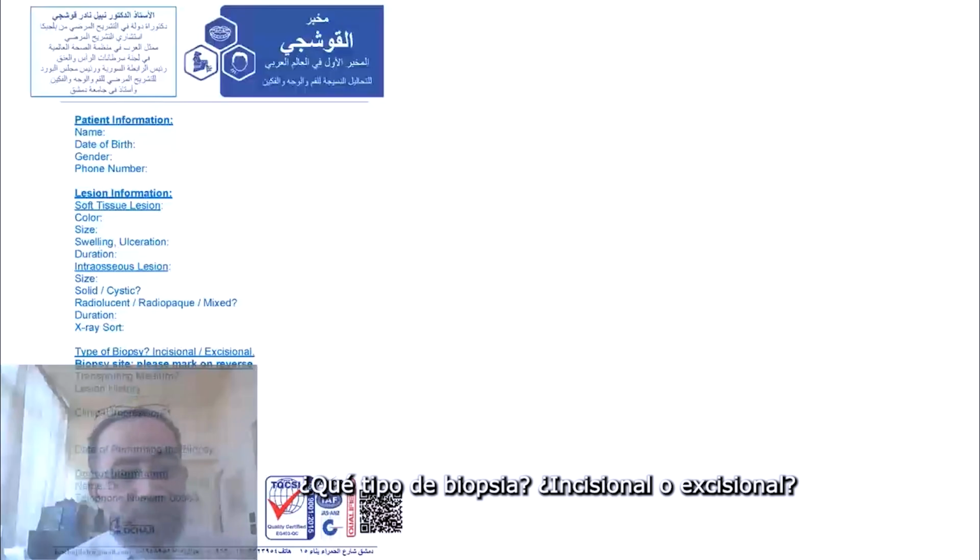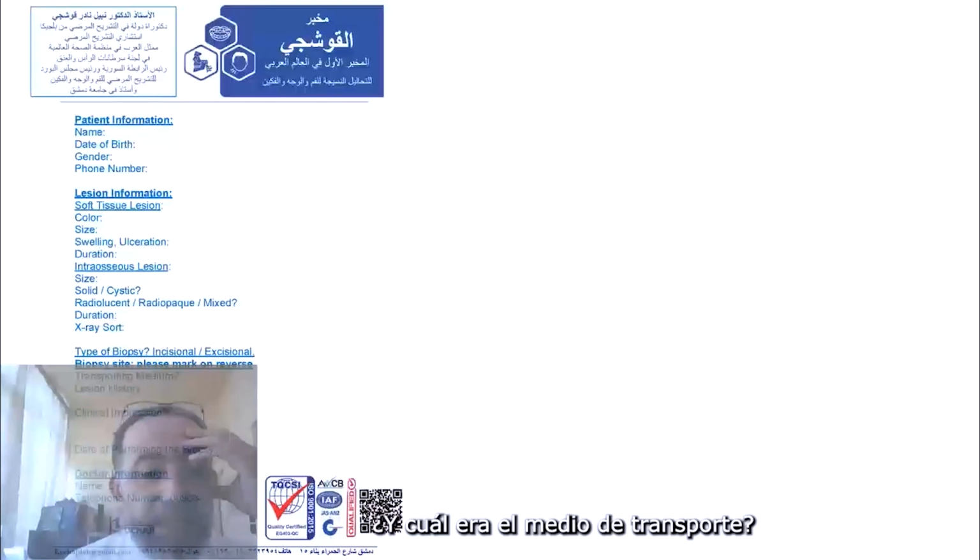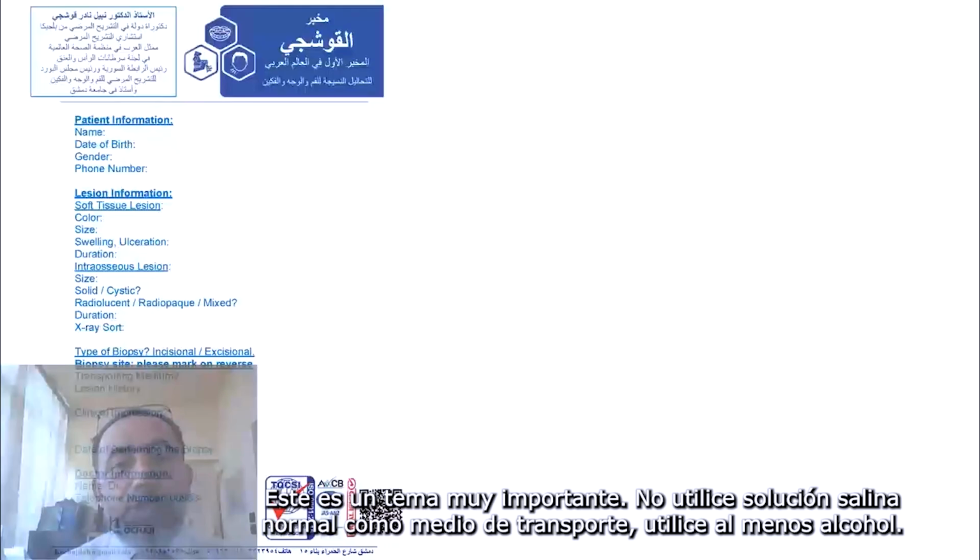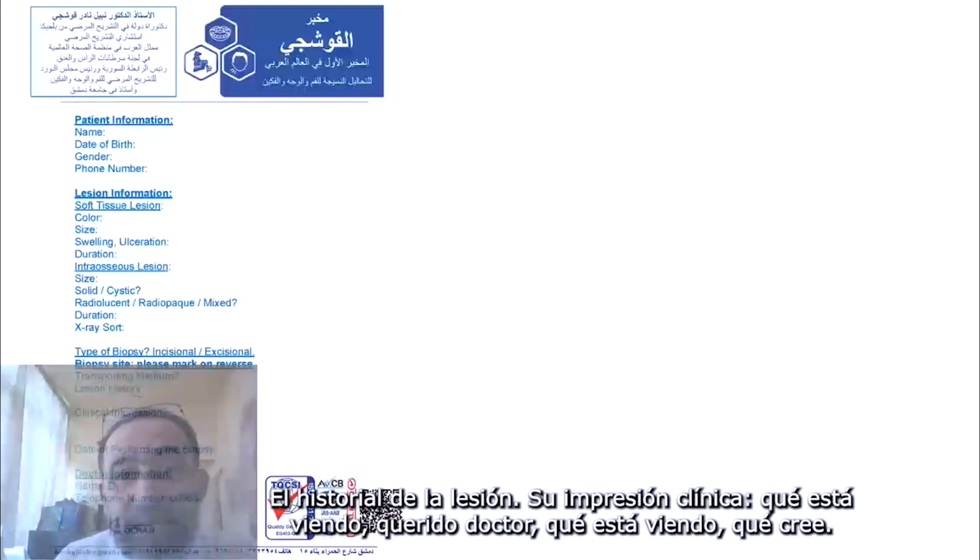What type of biopsy did you use? Do you have incisional or excisional? And what was your transporting medium? That's a huge thing to talk about. Do not use normal saline as a medium to transport. At least use alcohol. The lesion history, your clinical impression.